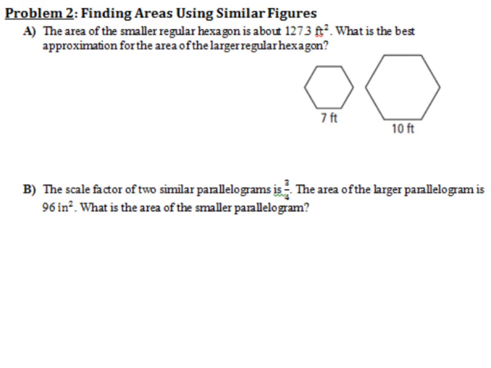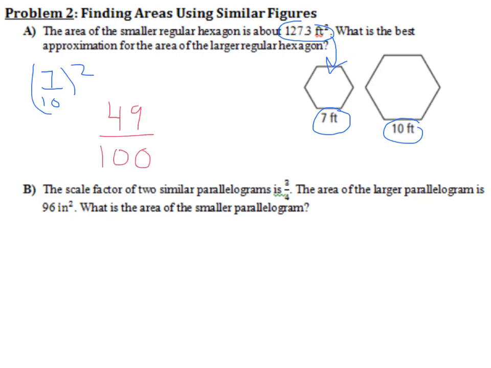So this next problem says the area of the smaller regular hexagon is about this. This is the smaller one, the area. What is the best approximation of the larger? Well, we can use our ratio for area. So here's my side length for my small and large. Remember, small over large, the ratio of area has to be squared. So this could be 49 over 100. That's my ratio of my area.